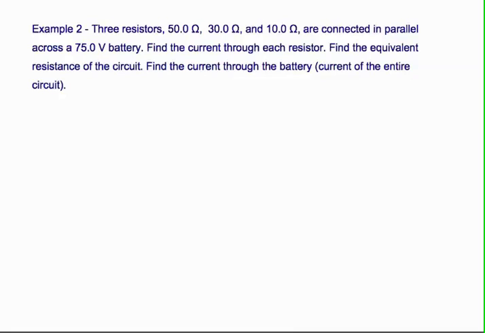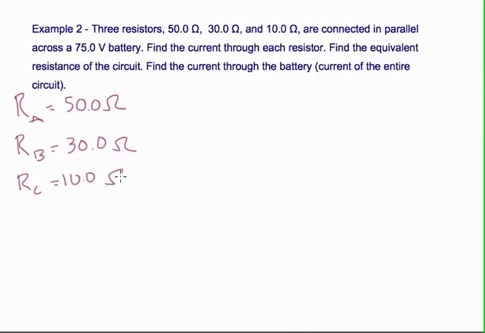So if we look at this problem, we've got 3 resistors connected in parallel with a 75-volt battery. So resistor A is 50 ohms. Resistor B is 30. And resistor C is 10. And the voltage is 75 volts.